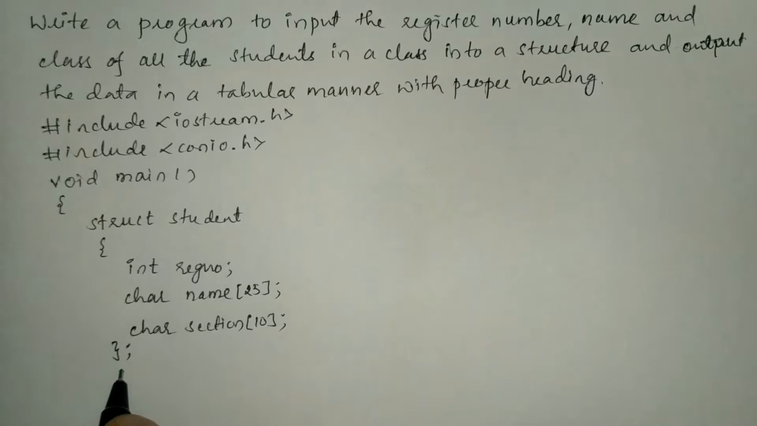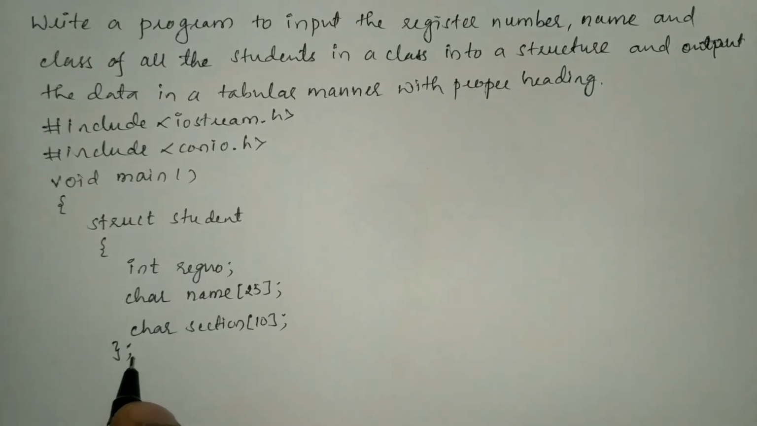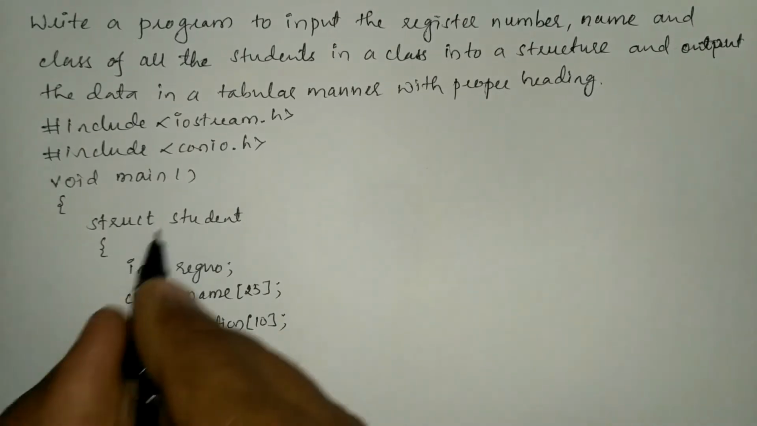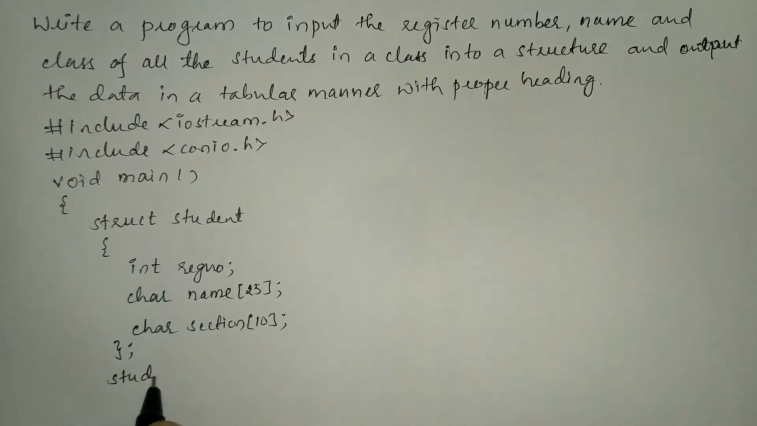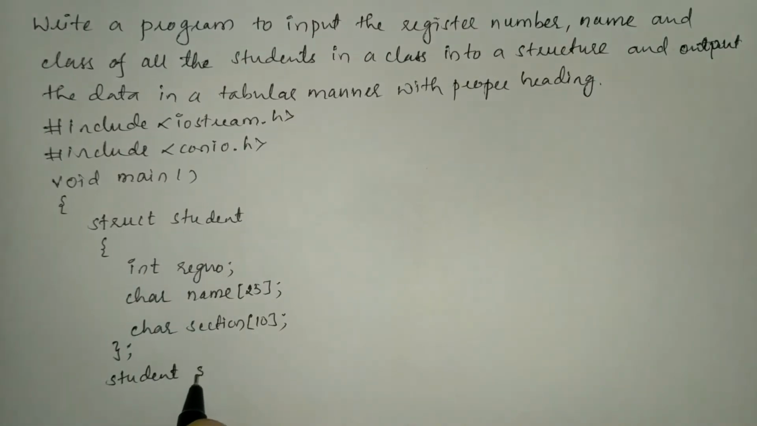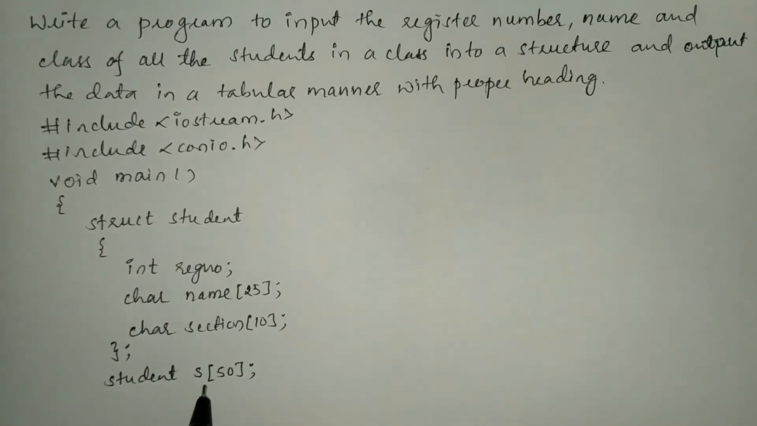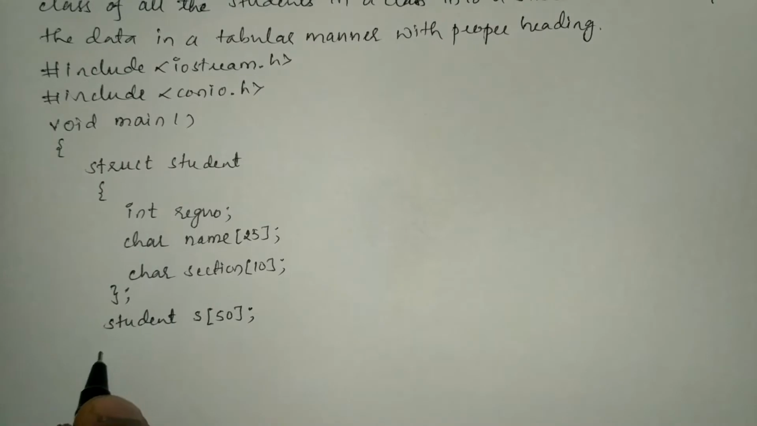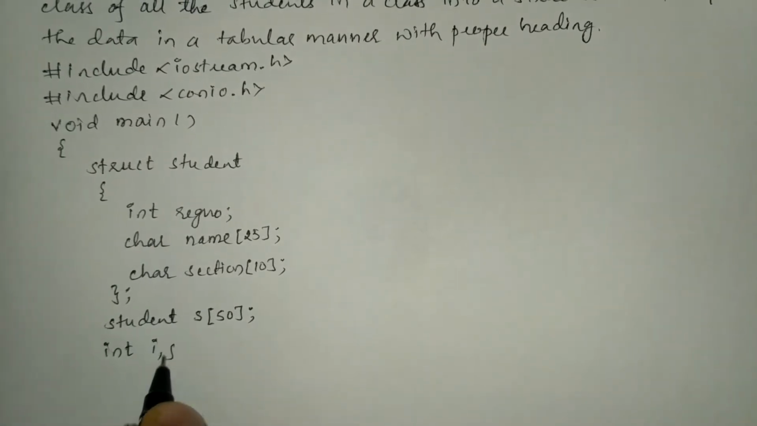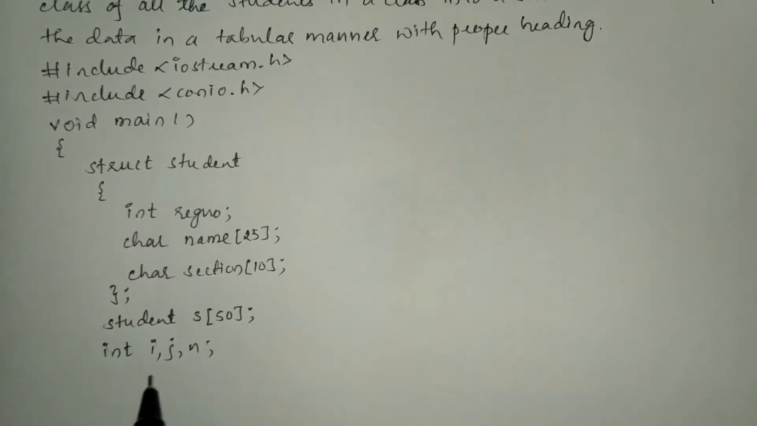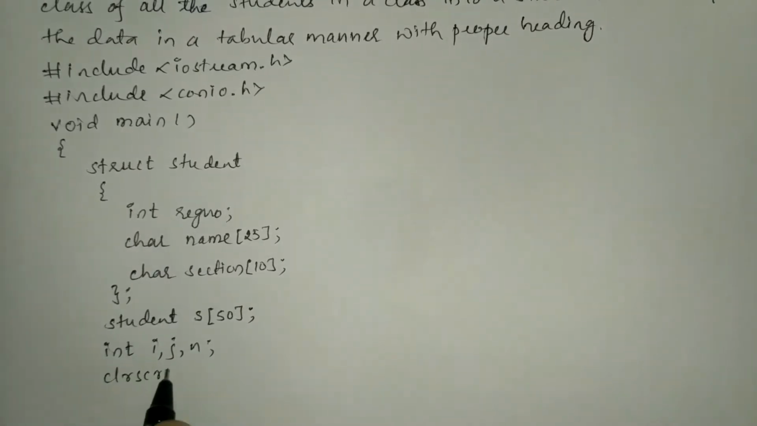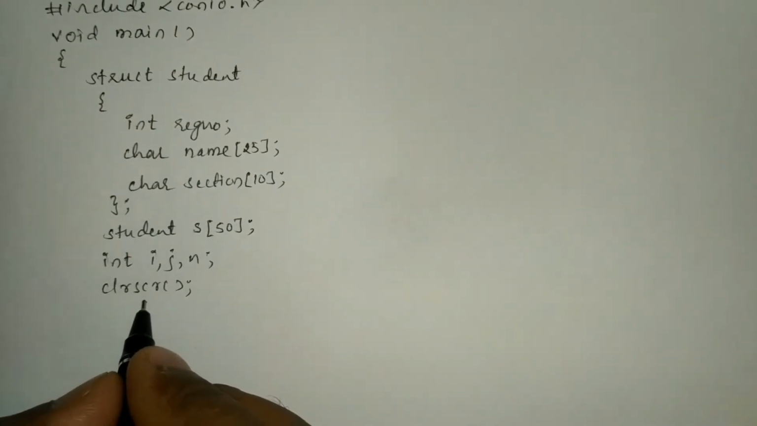Now we have to create array of structures. So for that I have to write the name of the structure as student, and I'm going to write the object name S, and I'm going to write in a square bracket 50. Means we can have array of objects of this type. Now let us declare some variable called int i, j and n. Here we'll write clrscr function which is used to clear the screen.